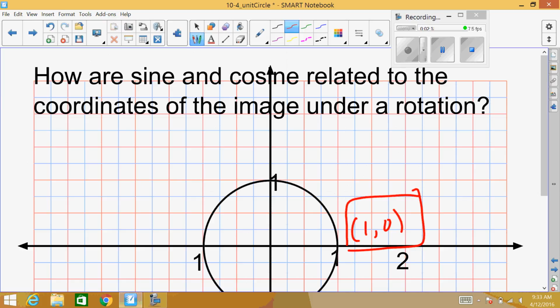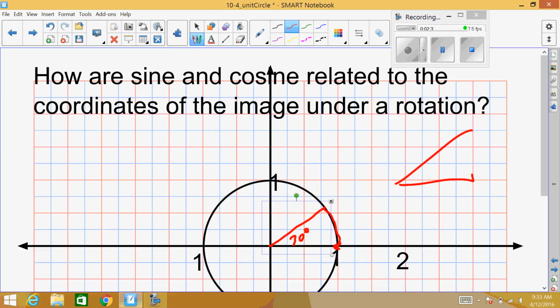So how are the sine and cosine related to the coordinates of the image of my starting point under rotation? First thing I'm going to do is say, what if I rotated that point 30 degrees? There's my 30-degree rotation. Well, we know that the ratio of a 30, 60, 90 triangle should be 1 to square root of 3. Now, we're inside of a unit circle, so that changes things a little bit, because instead of the hypotenuse being 2, the hypotenuse of our triangle is always going to have a length of 1, because the radius of our circle is 1.